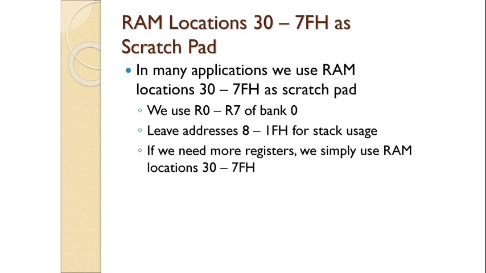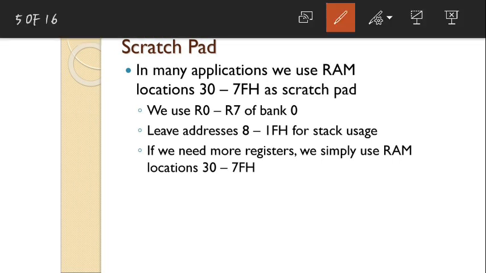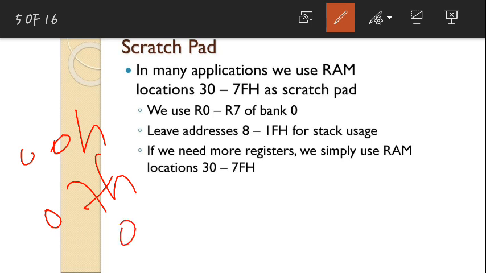We use R0 to R7 of bank 0. This we already discussed in the previous video. By default we take bank 0, so that is R0 to R7. That means the address location is 00H to 07H. Next, the stack pointer you will have from 08 to 1F.